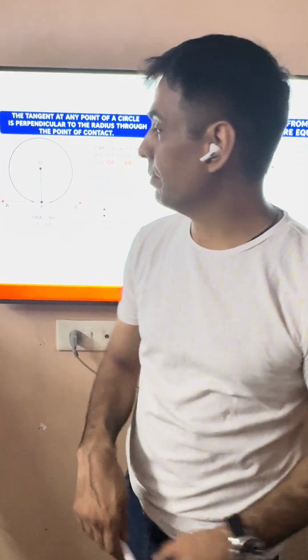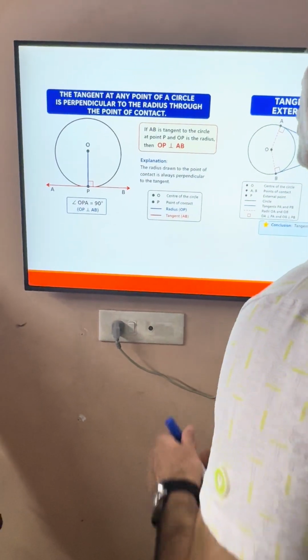Circle is one of the most important chapters. It carries good weightage in the class 10 board exam. But before you attempt any sums, you must memorize 6 theorems from this chapter.